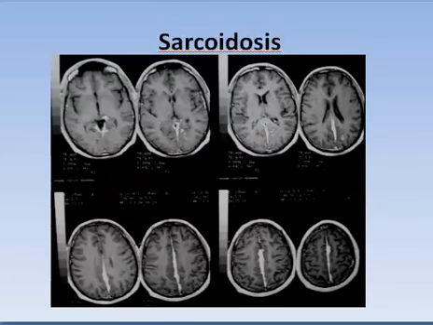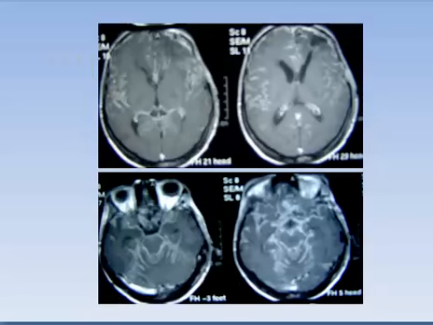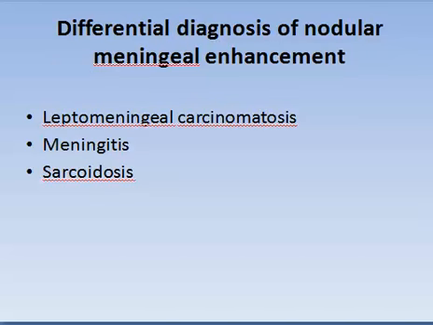Sarcoidosis can produce this type of nodular masses along the falx. Same appearance. So we have mainly this to remember. The differential diagnosis of nodular meningeal enhancement is leptomeningeal carcinomatosis, meningitis, and sarcoidosis.